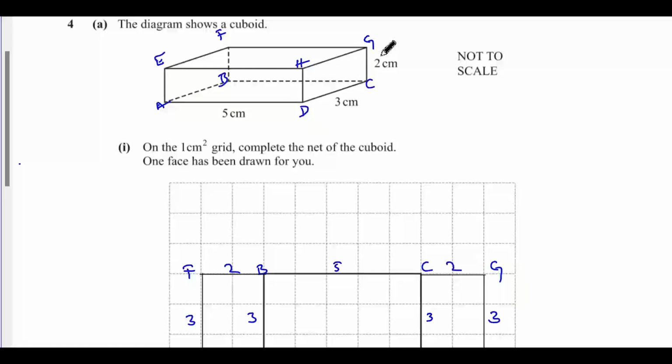So for the other one too, at the back, it will be 5 times 2. So the front, it will be 5 times 2. The back will also be 5 times 2. So they are the same. So you just have to do 5 times 2. So for this one, for the base and the top, it will be 5 times 3 times 2. So for the side, it will be 3 times 2.